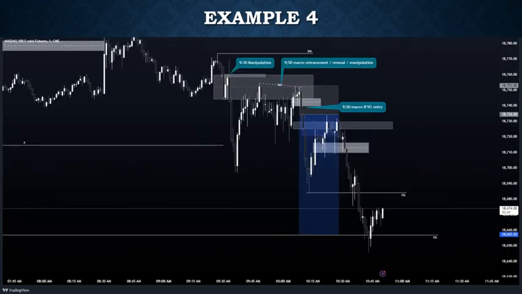Example number 4, same thing: 9:30, 9:50, 9:50, and 9:50 again, okay? So 9:30, manipulation happens, we displace down, then we manipulate higher into the SIBI, which is also aligned with this BISI, which is an inverse fair value gap, so we basically got a BPR here. We did not take out buy side liquidity, but we did respect this SIBI, so we then displace lower, displacing below this level of sell side here.